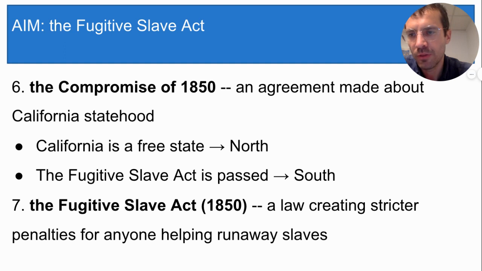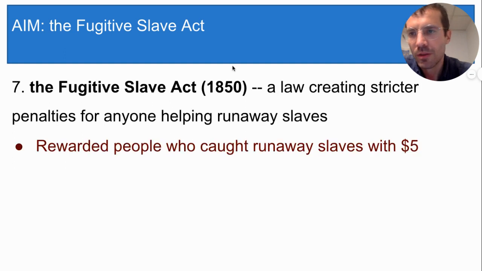Now let's look at what the Fugitive Slave Act did that made it harder for slaves to run away. The first thing it did is it said that anyone who helped arrest runaway slaves would get a reward of $5, and that's about $200 in today's money. Think about that. People were being paid a pretty decent chunk of money to report or capture fugitive slaves.